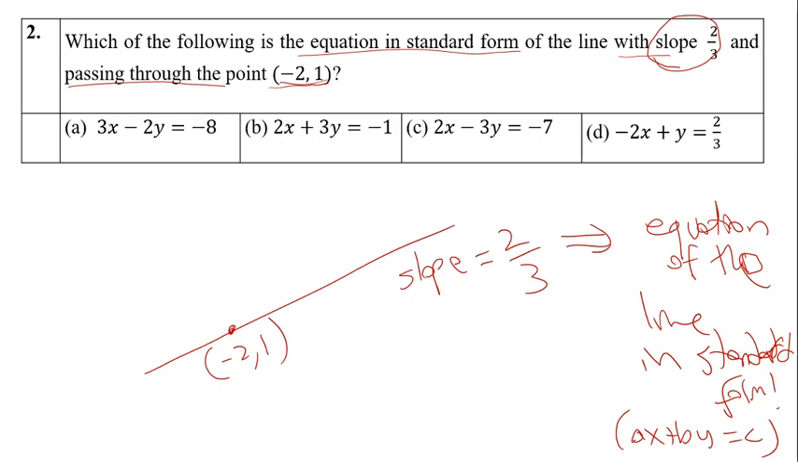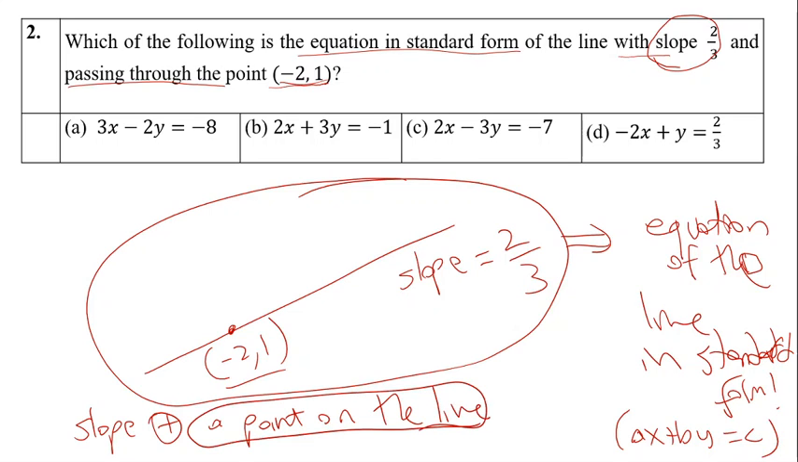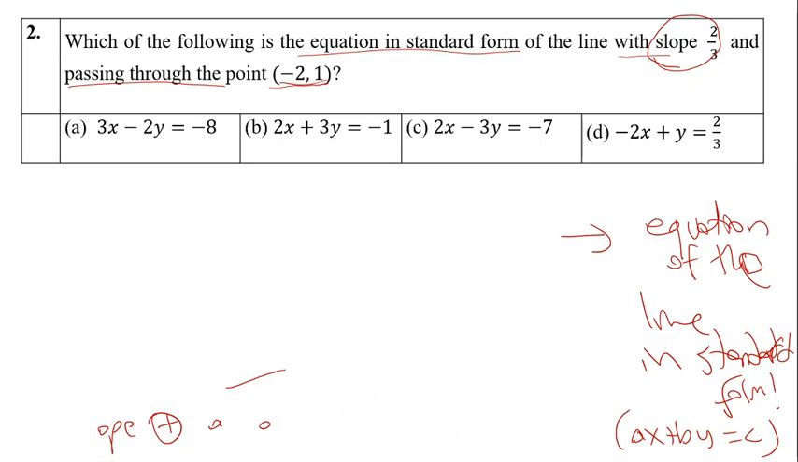Now, first let's write the equation. Look at what is given: the slope is given, and a point on the line is given. So these two things are given here: slope and a point on the line. Do you remember any formula for this? We have the slope point form. You can use slope point form.